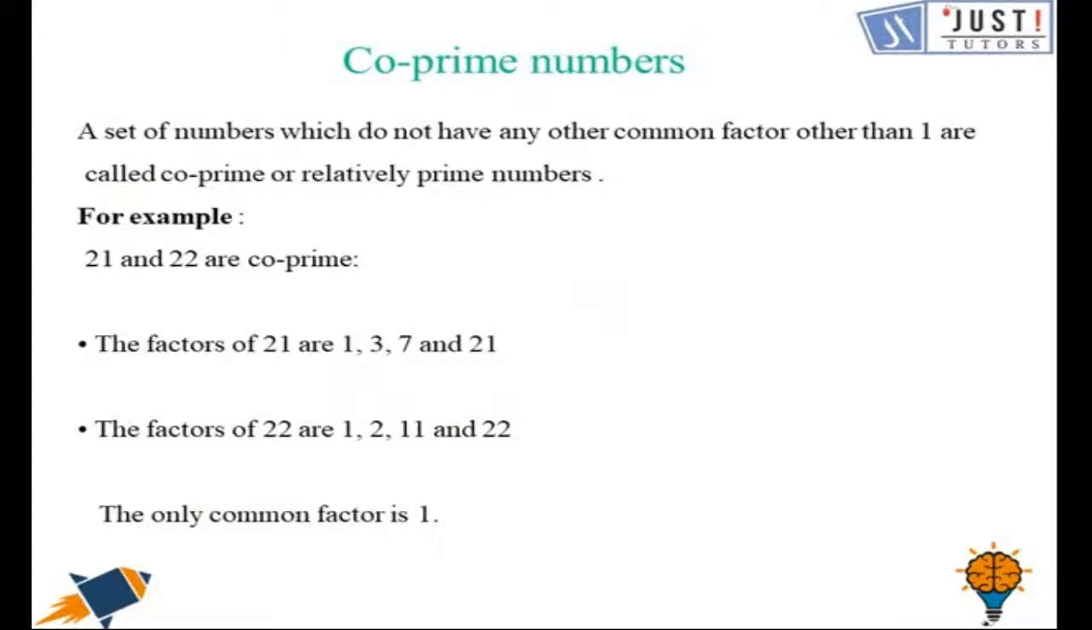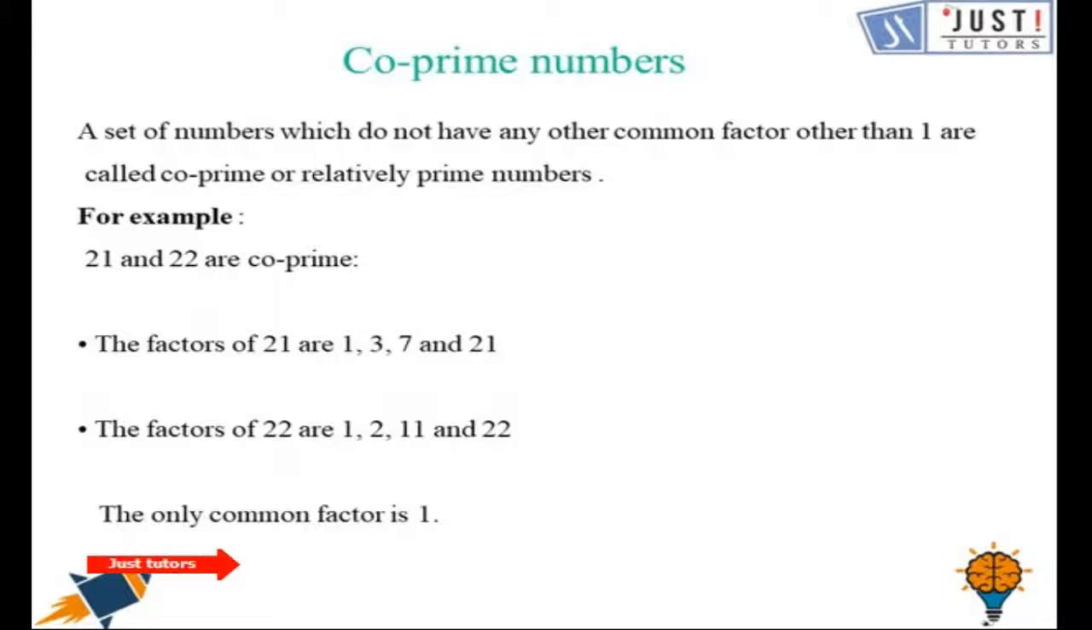Now let's talk about coprime numbers. A set of numbers which do not have any common factor other than 1 are called coprime or relatively prime numbers. For example, you can think of 21 and 22. They are coprime because if we look at the factors of 21 and the factors of 22, there is nothing common between them except the number 1, and that's why these two numbers are called coprime.